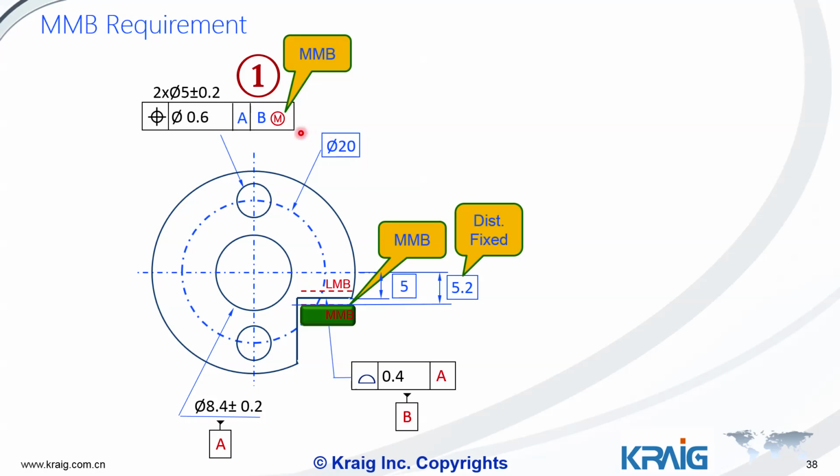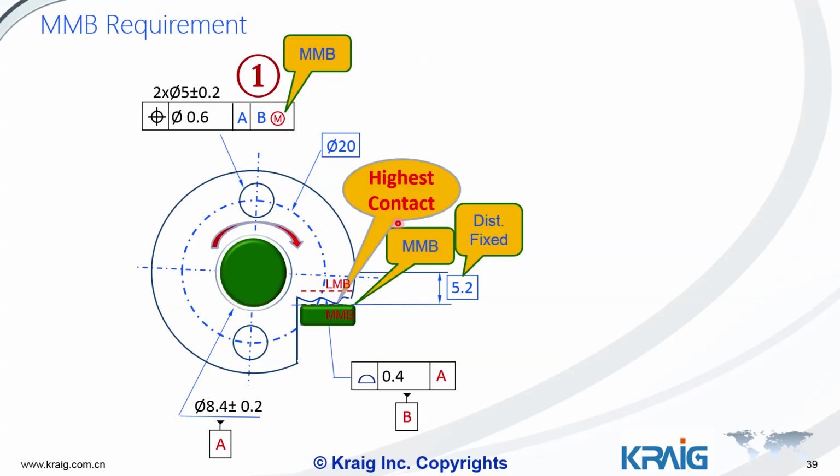Okay, and once we have MMB specified after BM, that means the part will rotate around datum A first, and the actual surface of this datum B will contact the gauge. Basically, gauge is a small flat surface here at 5.2. This is the MMB boundary. So here is going to have the highest contact point, right? And then you locate the part.